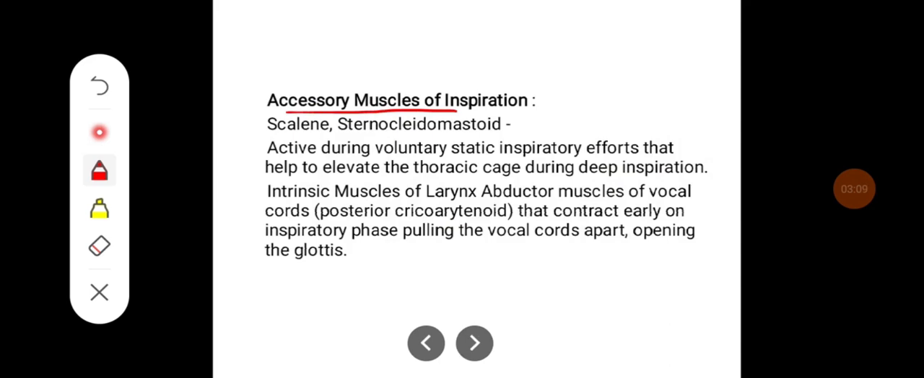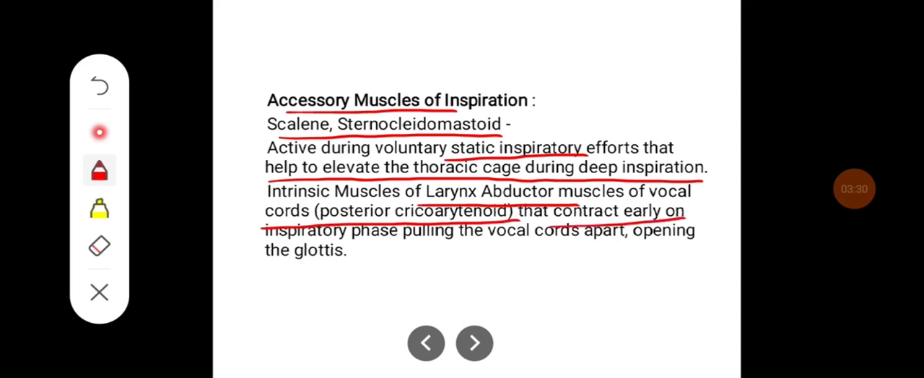Accessory muscles, scalene and sternocleidomastoid, are active during voluntary static inspiratory effort that helps to elevate the thoracic cage during deep inspiration. Intrinsic muscles of larynx, the abductor muscles of vocal cords, which are posterior cricoarytenoid, contract early in the inspiratory phase, pulling the vocal cords apart, opening the glottis.